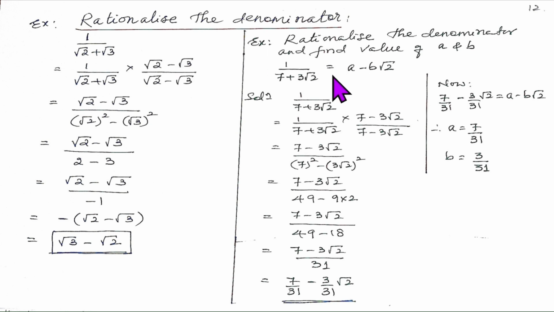Now here we are not only rationalizing, but also finding the unknowns a and b. So let us rationalize this first. 7 + 3√2, multiply by its conjugate, 7 − 3√2 in both numerator and denominator. Then (a + b)(a − b) is a² − b², simplify: 7 square is 49, 3 square is 9 into 2, then 49 − 18 is 31, so it will be 7 by 31 − 3 by 31 √2. Now compare it with the RHS. So 7/31 − (3/31)√2 is equal to a − b√2. So now comparing, a is 7/31 and b is 3/31.